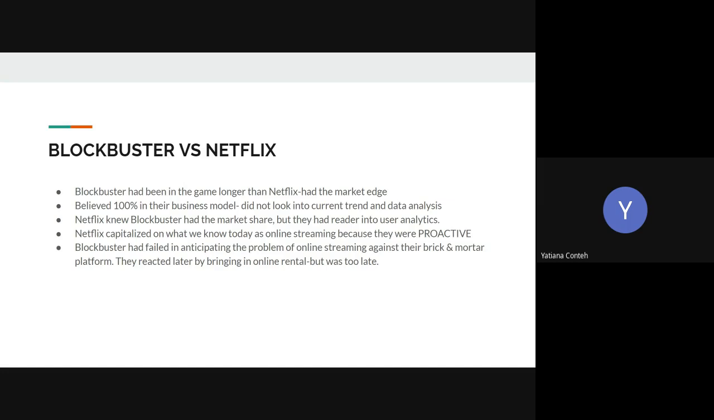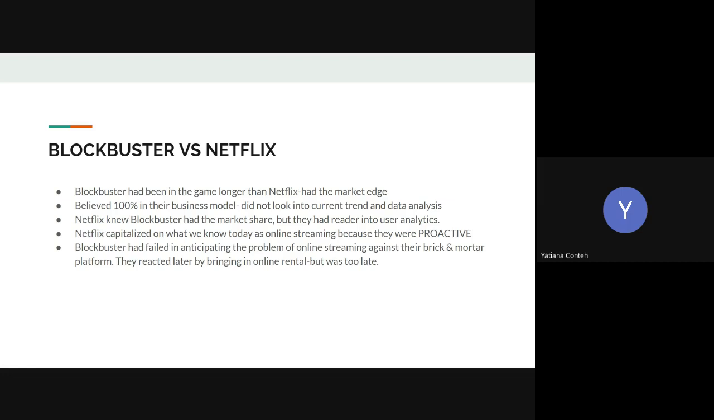Now, Netflix, on the other hand, were smaller. They did not have the huge consumer base like Blockbuster. They did not have all the trust Blockbuster had. They did not have the platform, the presence that Blockbuster had. However, Netflix read into user analytics. That was one thing they did. They looked into what was happening right now in the market, and then they predicted that come 2 years, 3 years, 4 months from now, this is what users would be doing, this is what users would like, and this is going to be a problem if we do not do A, B, C, D. So they were proactive, and they capitalized on what we know today as online streaming.